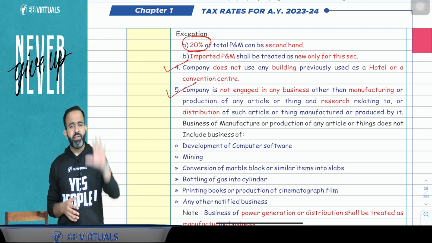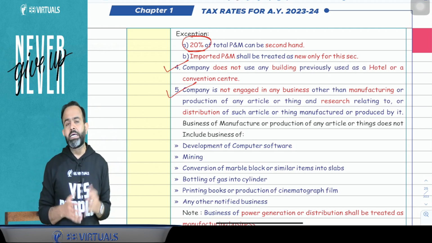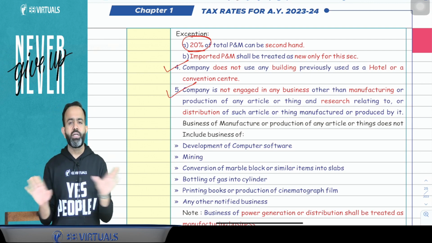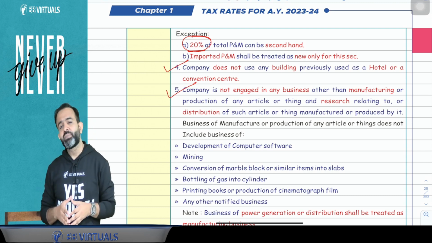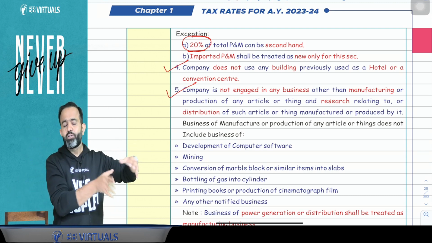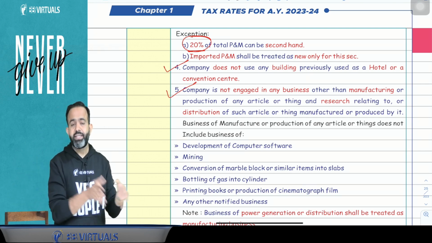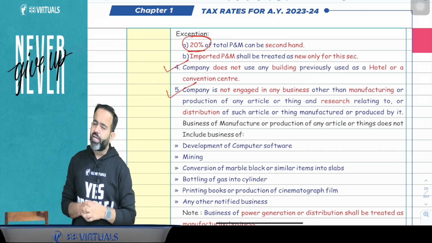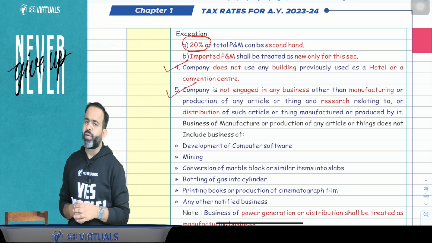Now guys, there are 5 exceptional cases. They are saying that these 5 businesses will not be treated as manufacturing business. First is the software development. Mining business. Conversion of marble blocks into slabs or tiles and all. Bottling of gas into the cylinder. And printing of books as well as the production of the movies. These are not treated as manufacturing business.